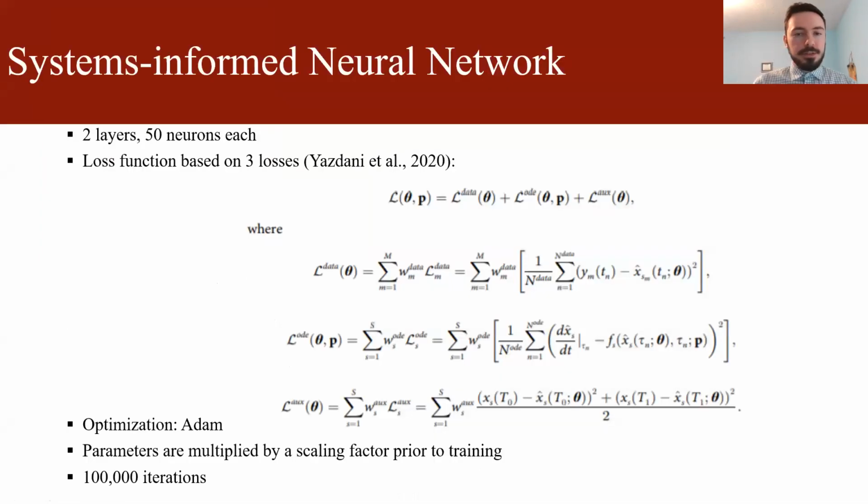I'm going to briefly go into the architecture of the neural network. It consists of 2 layers with 50 neurons each.